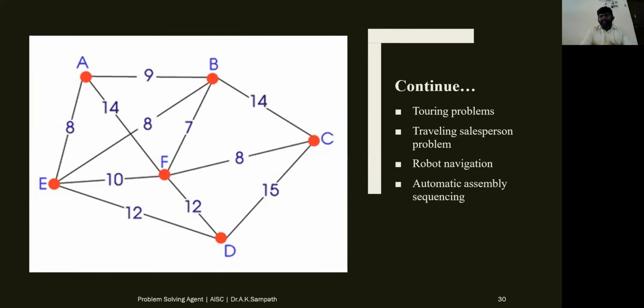Very similar to that in automatic assembly sequencing, right, suppose there are some robots which are used in assembling as well as shipment of parts, again the robot should identify the shortest path through which it can pack all the goods into the container. So these are the different applications where this optimal solution searching is quite commonly used in real-time applications.